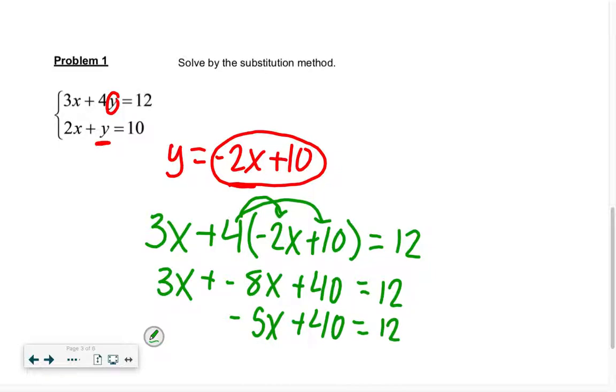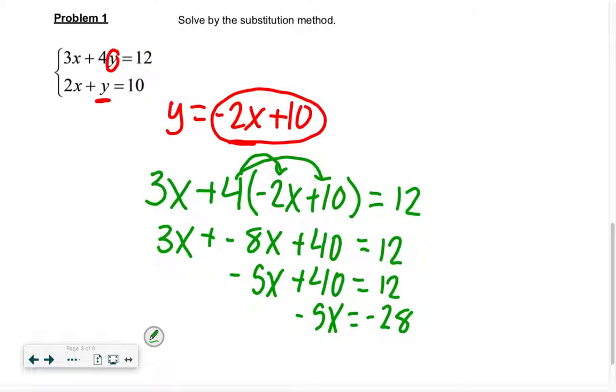Now what do I have to do? Subtract 40 from 12. So I get negative 5x equals, guesses? Negative 28. Then what do I have to do? Divide by negative 5, and we get a nice number of 5.6. That's an x.